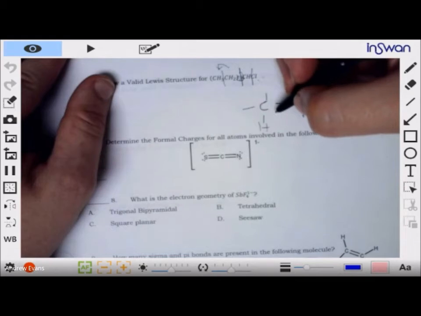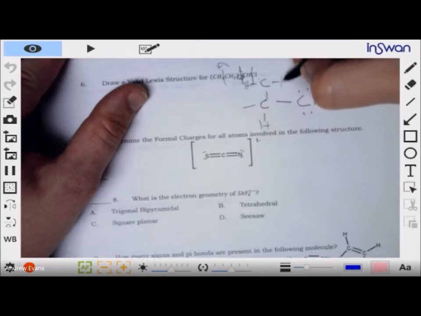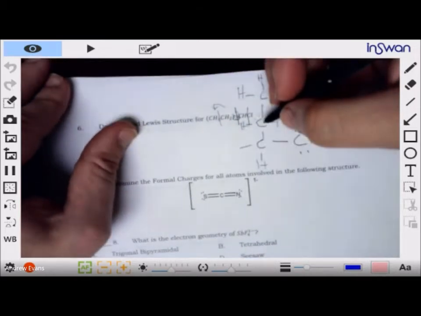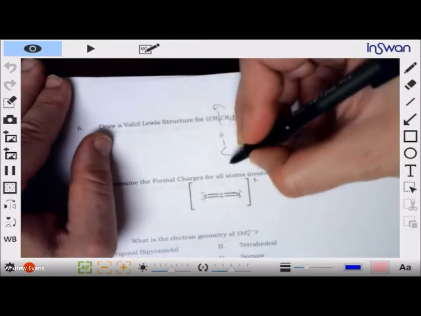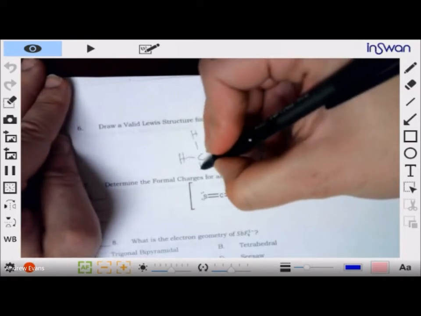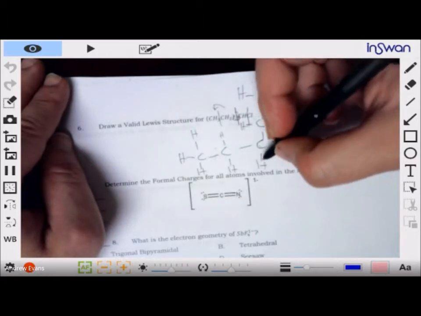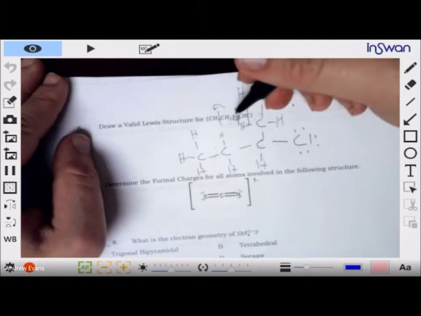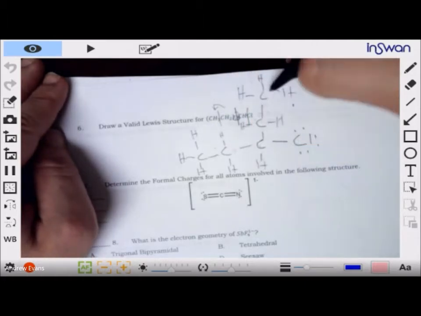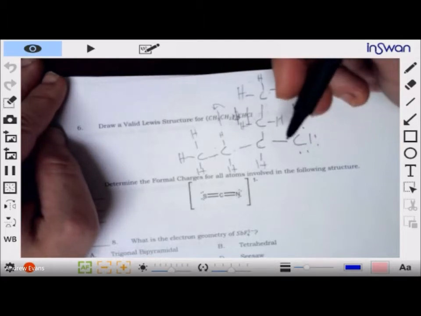2 bonds are unaccounted for. So since we have CH2, CH3, CH2, CH3, but 2 of them, a C, H, H, C, H, H, H. So here's our 2 ethyl groups, 2 ethyl groups coming off of a CHCl. If you're in organic chemistry, you would call this 3-chloropentane. But that is neither here nor there.